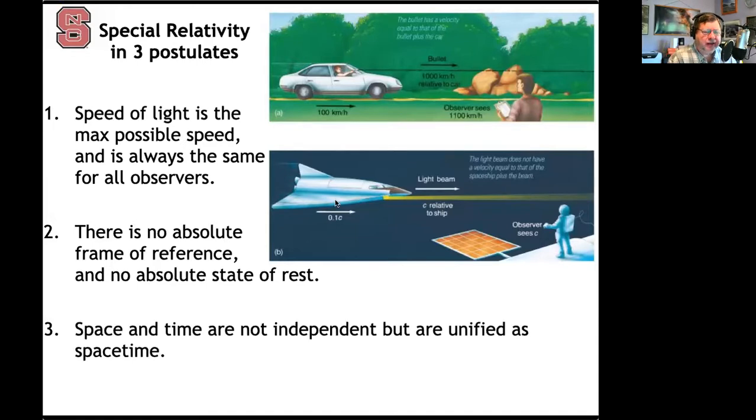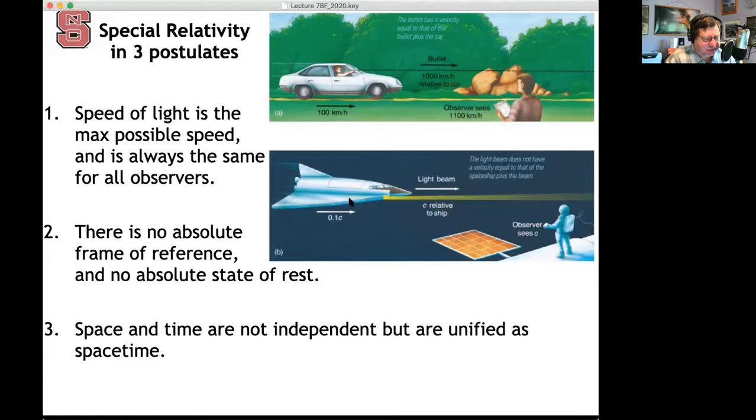And here's the third one we haven't talked about, but velocity is a measure of distance over time. And so if the velocity is the same for 2 people, that means that distances and times have to be different for different observers. And that makes no sense.